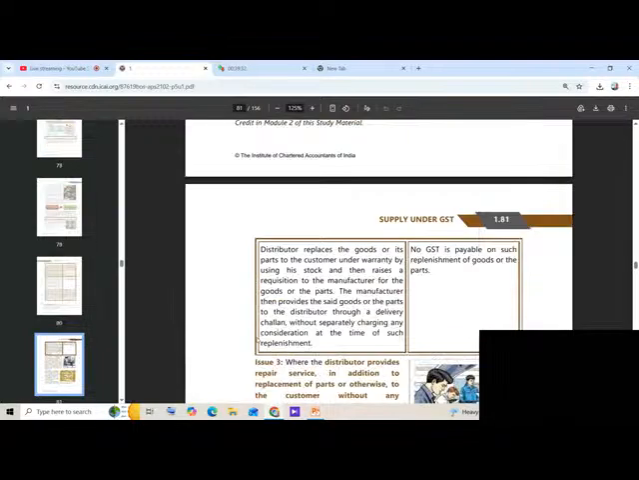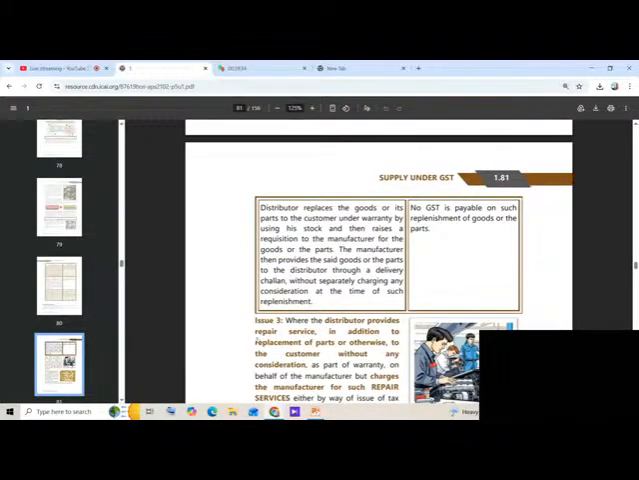The distributor replaces the goods or its parts to the customer under warranty out of the supply already received by him from the manufacturer, and the manufacturer issues a credit note in respect of the goods or its parts, subject to the provisions of section 34(2). Accordingly, the tax liability may be adjusted by the manufacturer subject to the condition that such distributor has reversed the ITC availed against such goods or parts.